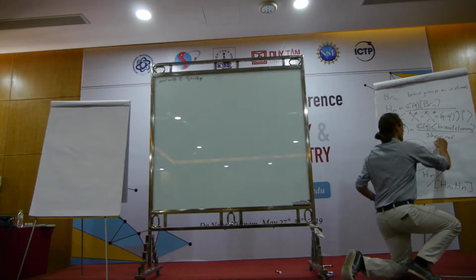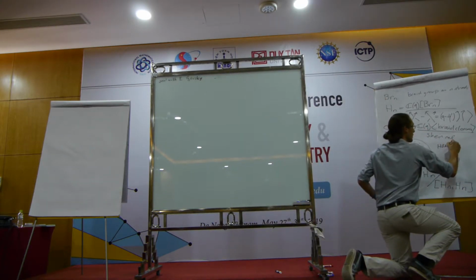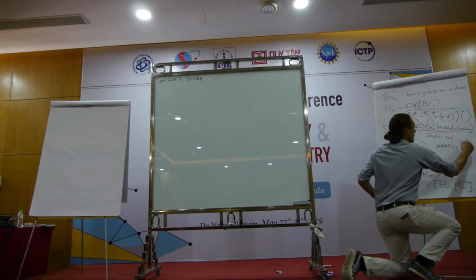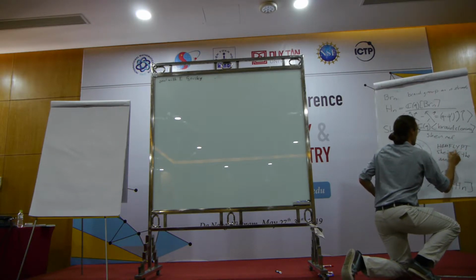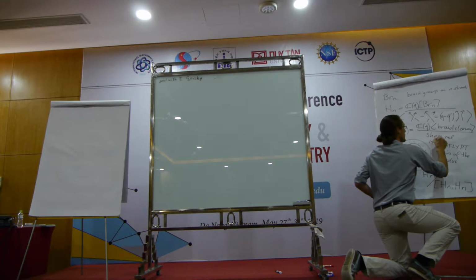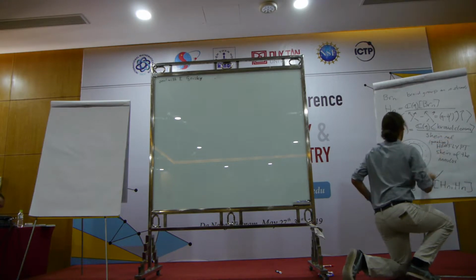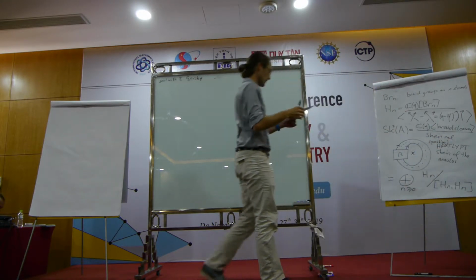We give this a name: the HOMFLYPT skein of the annulus. And let's put positive here because I'm only considering stuff that is oriented this way.